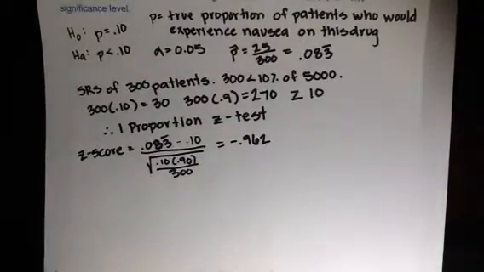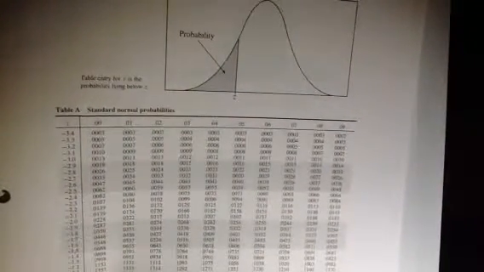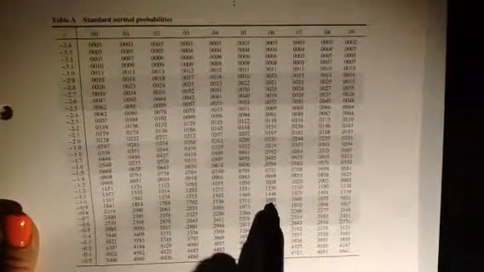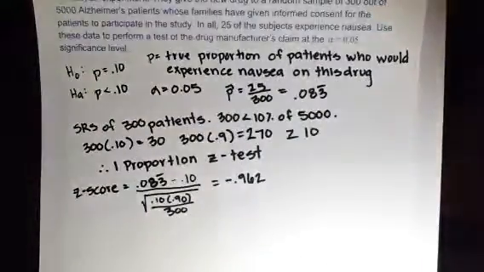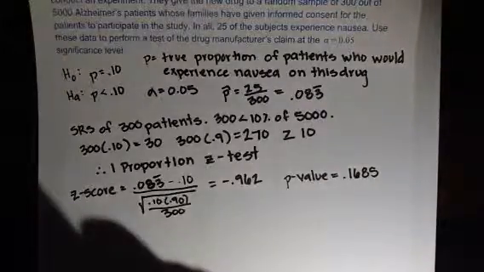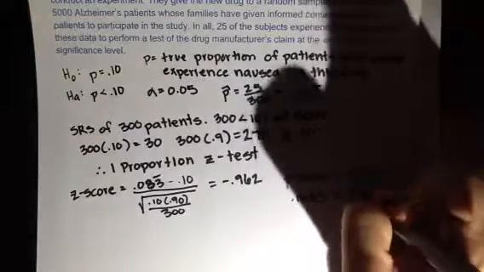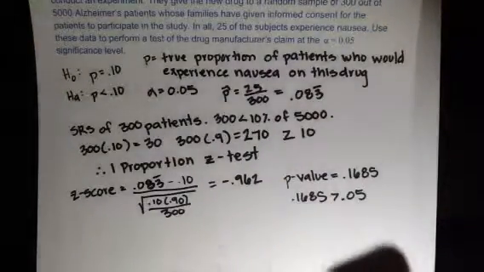Now, if we take that z-score and go to our resource packet, negative 0.962 would be negative 0.96. When I move over here, I get 0.1685, so that is our p-value. Now that p-value is greater than our alpha level of 0.05. Since our p-value is high, we will fail to reject.